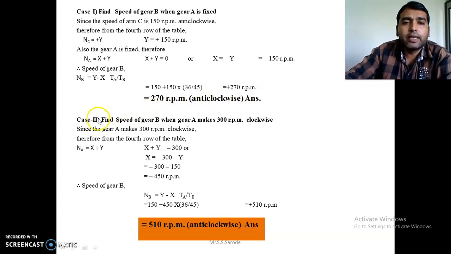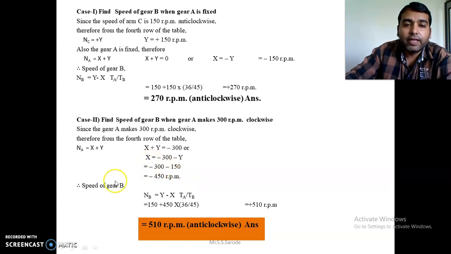Now what is the second condition? Again we want to find the speed of gear B when gear A makes 300 rpm clockwise. Since gear A makes 300 rpm clockwise, therefore from the fourth row of the table, NA is equal to x plus y, but NA is given 300, and it is clockwise, that's why it is negative. So x is equal to minus 300 minus y: minus 300 minus 150, minus 450 rpm.